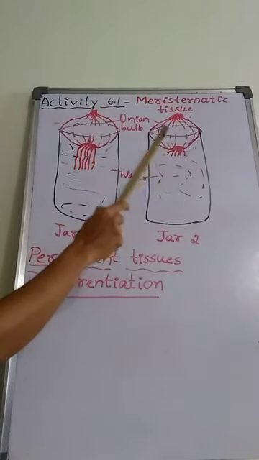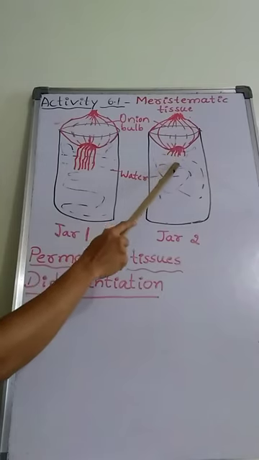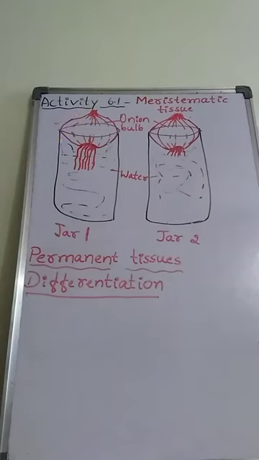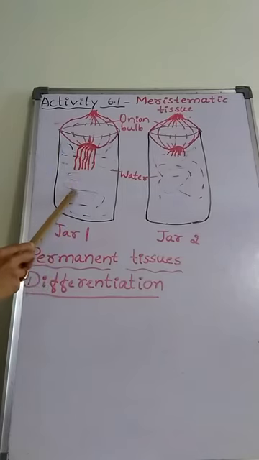Because of the removal of apical meristematic tissue, these roots do not show growth on the 5th and 6th day. Whereas the root of the onion bulb present in the first jar contains apical meristematic tissues, and those apical meristematic tissues divide and redivide, and it shows continued growth.